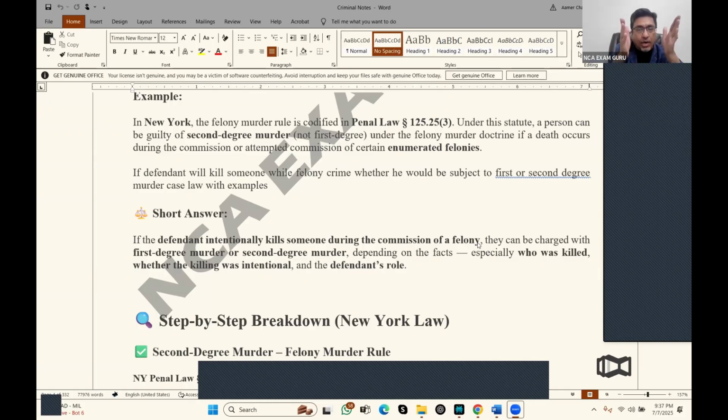If you're gonna apply for New York bar, so answer gonna be second degree. If you're gonna apply for other than New York bar, first degree murder. They can be charged with first degree murder or second degree murder, depending on the fact pattern, especially who was killed. If while felony, who was killed? Specific person was a police officer. Then first degree, sir. Doesn't matter New York, doesn't matter other than New York, first degree murder.